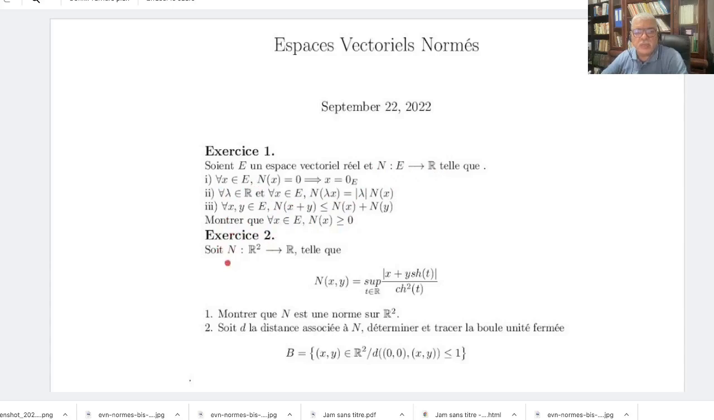In the second exercise, we consider a function from R2 to R, defined by a sup, t varying in R, and we are asked to show that n is a norm and to determine the closed unit ball for this norm, or for the distance associated with this norm.